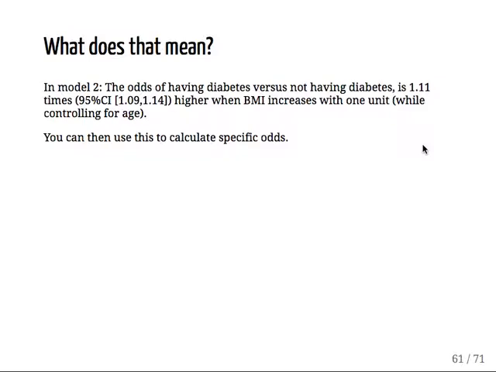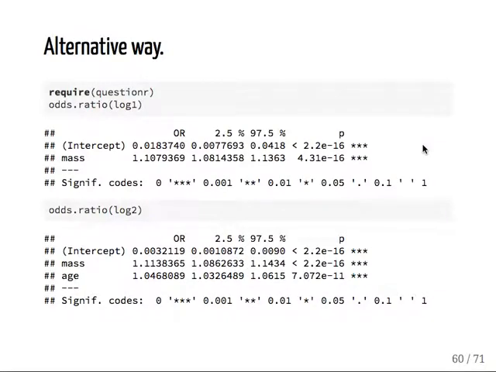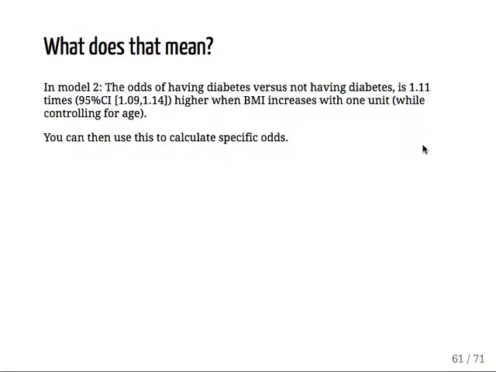So the odds of having diabetes versus not having diabetes is 1.1 times larger when BMI increases by 1 unit. That's for the second model, so that's this value, while controlling for the other variable in this model. As you shift 1 unit in BMI, your odds increase by this factor. Depending on whether that's large or small, you'll have to play around and calculate some examples for yourself to see if you think that's a really big or really small shift.